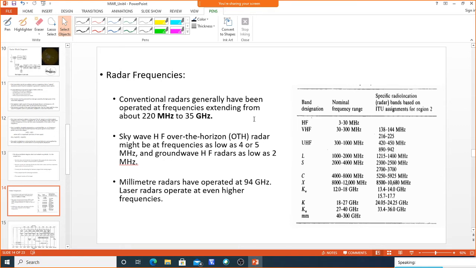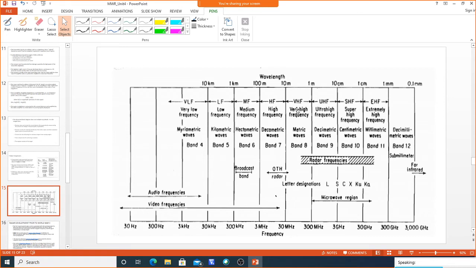Okay. Now if you see the electromagnetic spectrum, where the radar frequencies come, you can see here it is a very low frequency, and the wavelength is in the order of 10 kilometers, where the audio frequencies are. Coming to the low frequency, it is in terms of kilometers, and medium frequency and high frequency are in terms of meters. The radar frequency starts from here, 220 megahertz, very high frequency, where the wavelength of the wave is in terms of meters.